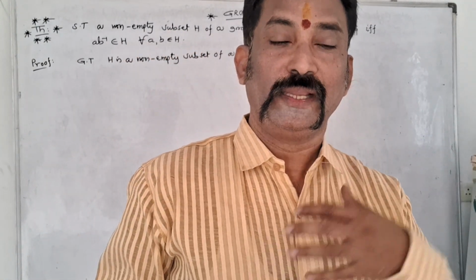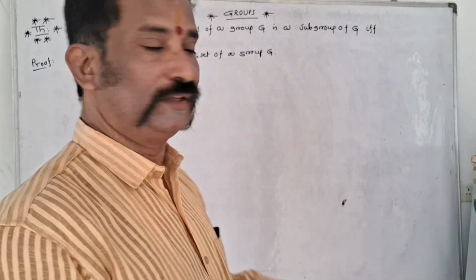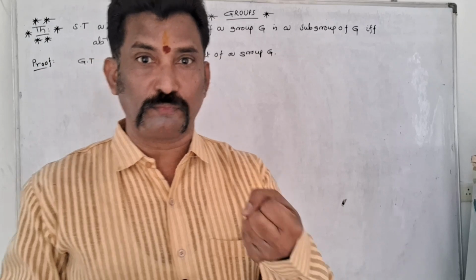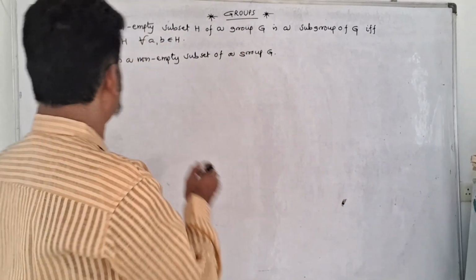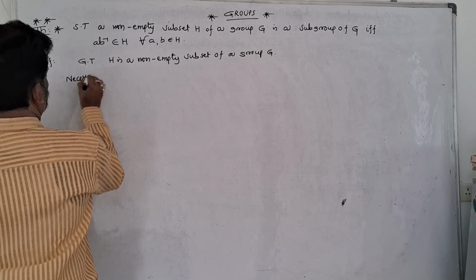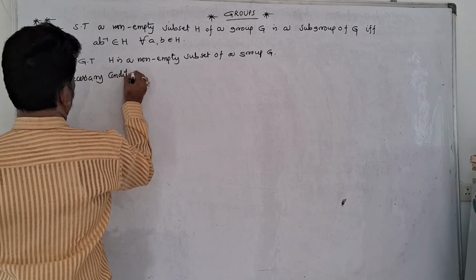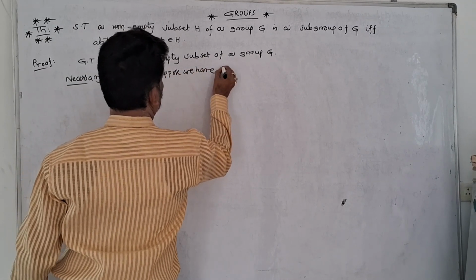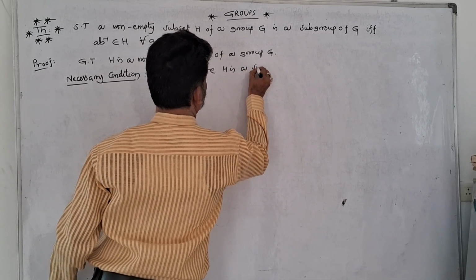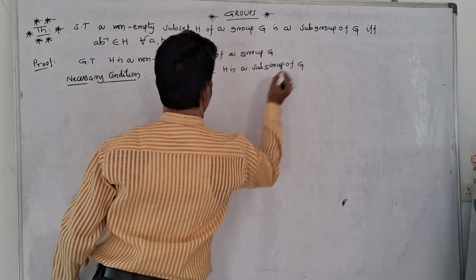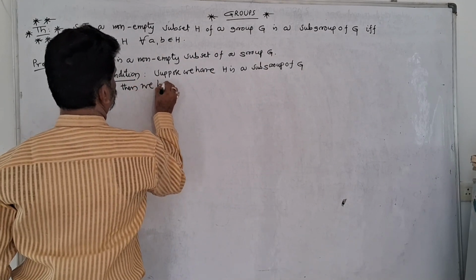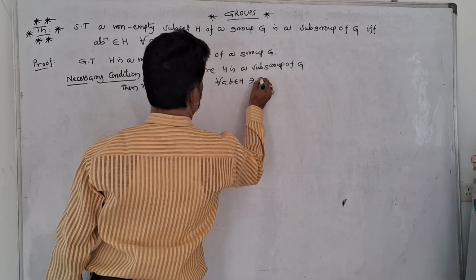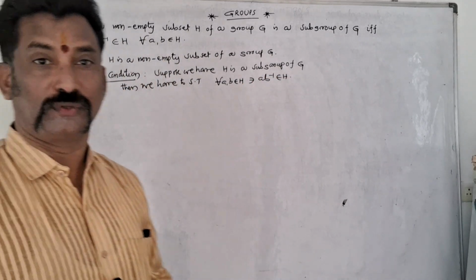Suppose we have H is a subgroup of G, then we have to show that for all A, B belongs to H, AB inverse belongs to H. I repeat, necessary condition: suppose H is a subgroup of G. Then we have to show that for all A, B belongs to H, AB inverse belongs to H. That's it. This is the necessary condition.